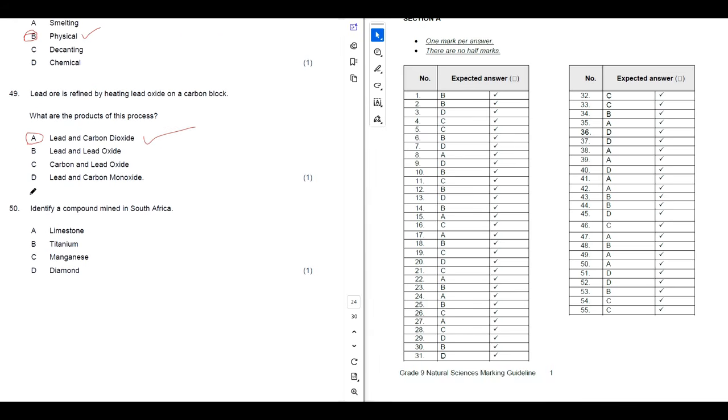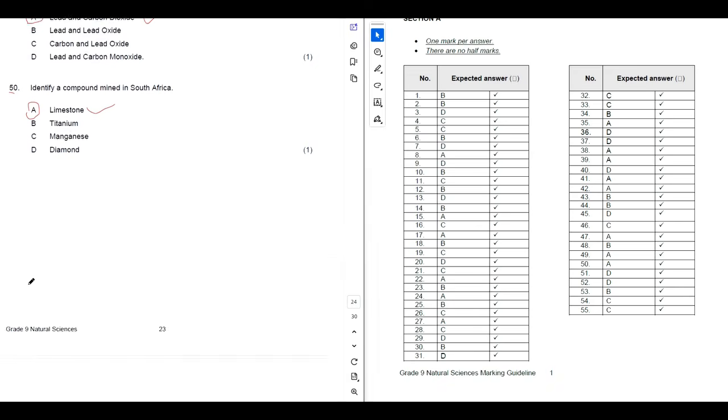Okay, and then next we will move to question 50, which says, identify a compound mined in South Africa. So this should be easy, guys. And our answer, we all know that it is limestone, right? So our answer will be A.